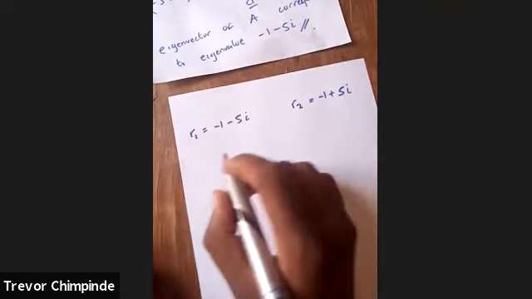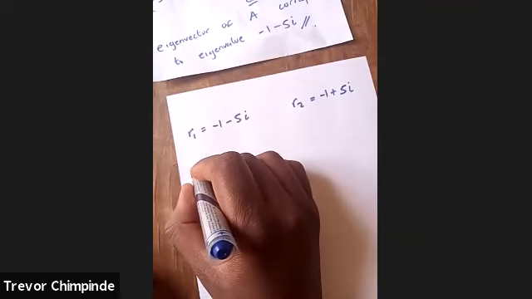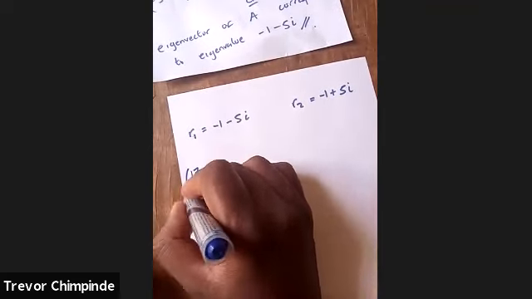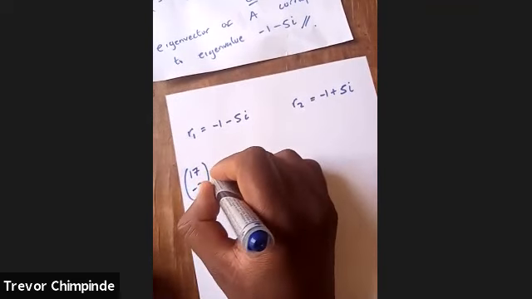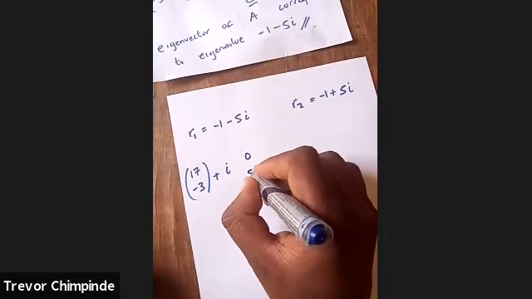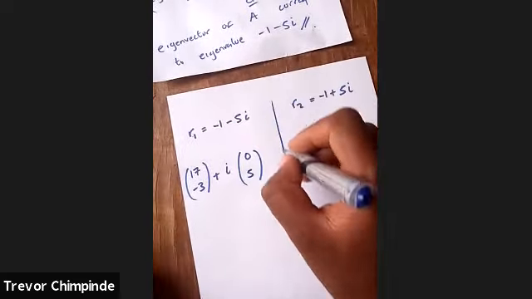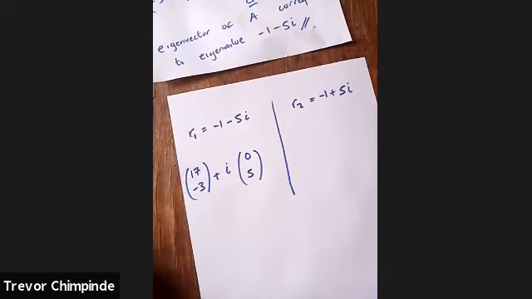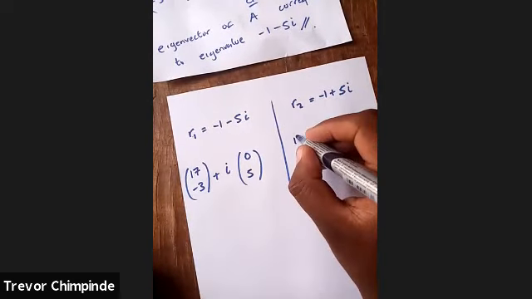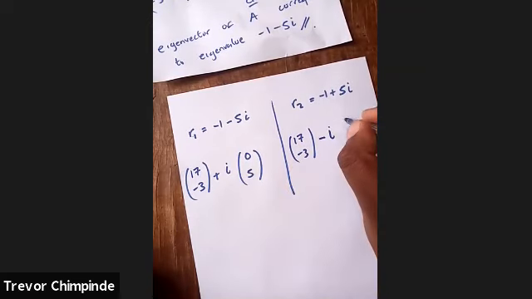So the vector is 17, -3, plus i, 0, 5. So this is the eigenvector for this one. The eigenvector for R2 is going to be 17, -3, minus i, 0, 5.